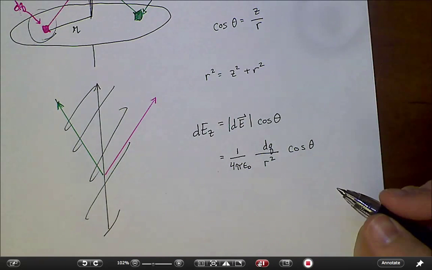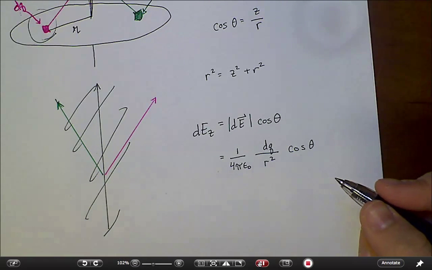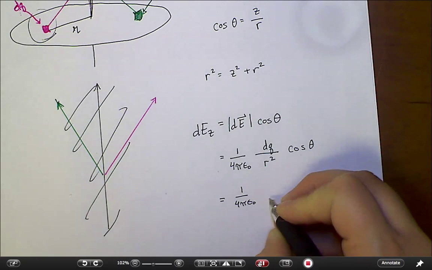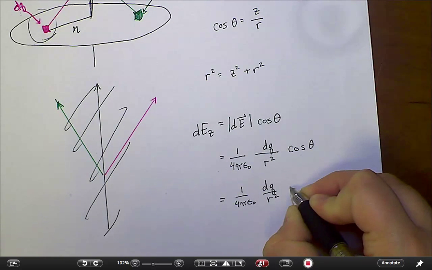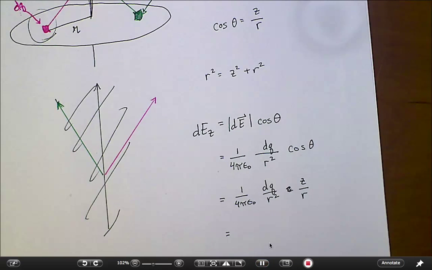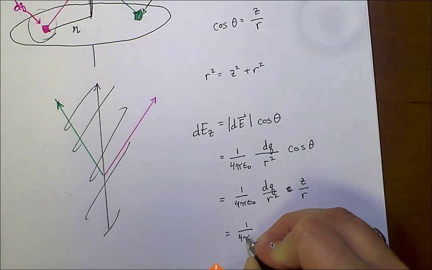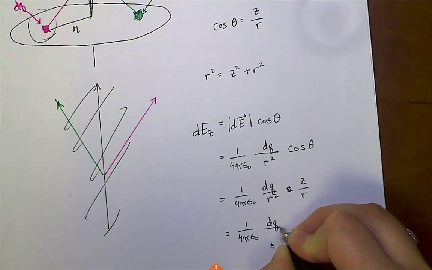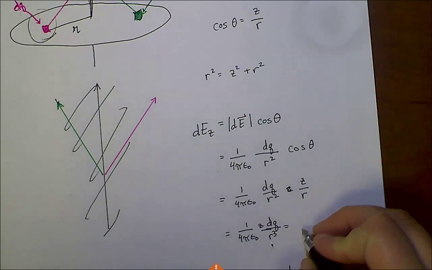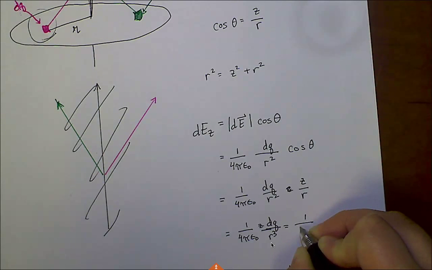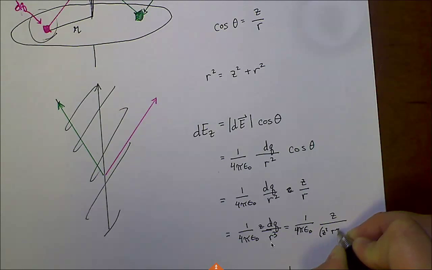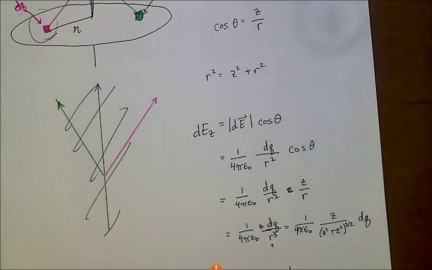Now remember, we don't need the r hat because we're looking only at the magnitude at this point, and r hat has a magnitude of 1. It's a unit vector. So let's write this down again. 1 over 4 pi epsilon naught dq over r squared. And now cosine I can write as z over r. Allow me to write this one last time here as 1 over 4 pi epsilon naught dq times z over r cubed. Now I can write r in terms of z and the script r, so this becomes 1 over 4 pi epsilon naught z over z squared plus script r squared to the 3/2 dq.